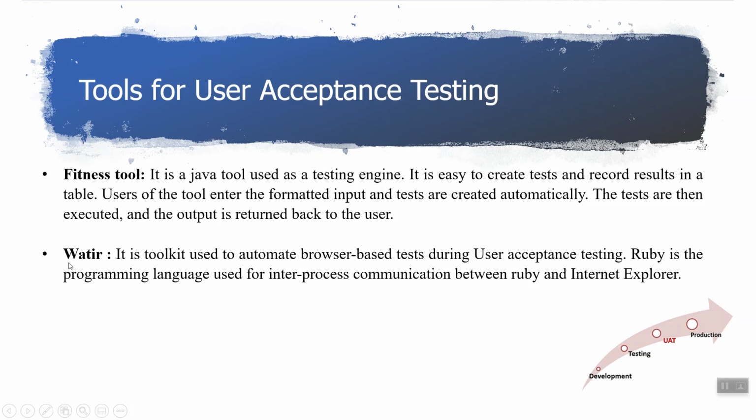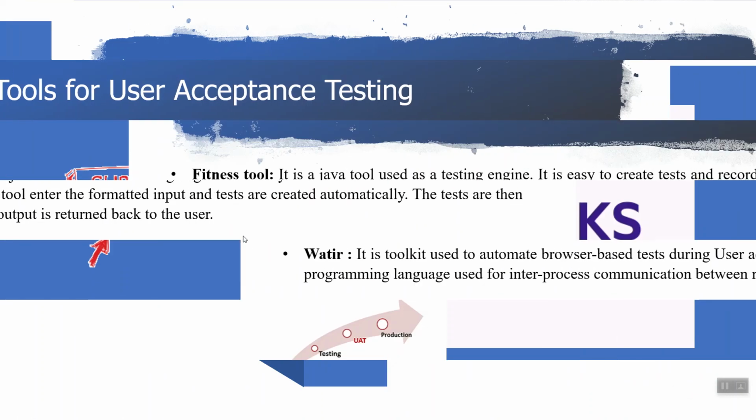Then one is Vetter. It is a toolkit used to automate browser-based tests during user acceptance testing. Ruby is the programming language used for inter-process communication between Ruby and Internet Explorer. So these are two of the tools we use for user acceptance testing.